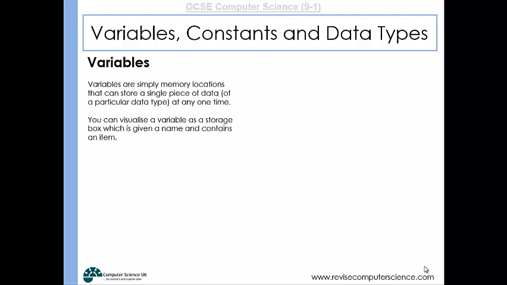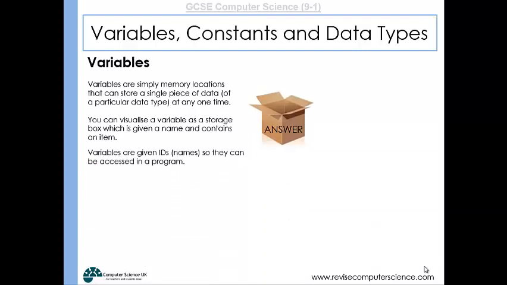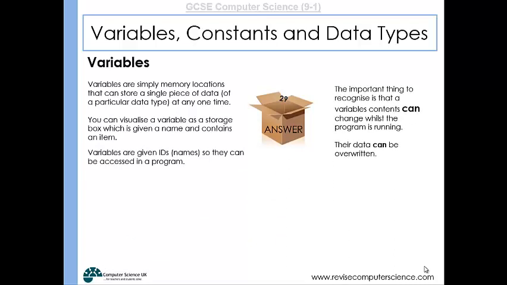Now a variable is a memory location, a single memory location. It can store a piece of data of a particular data type, and you can visualize it as a box, if you like, that's been given an identifier, so a name. For example, in this case it's been given answer, and it can store some data. And it's important to recognize that a variable can have its data changed, overwritten, whilst the program is running.